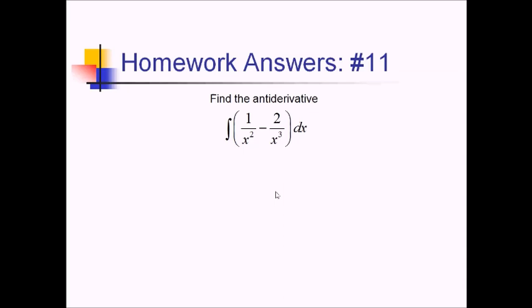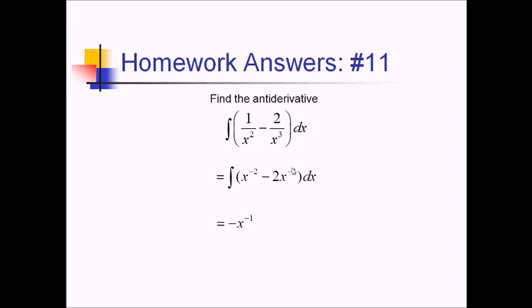For number 11, I need the antiderivative of this rational function. I'm going to rewrite these with negative exponents just so it's a little easier to use my reverse power rule. So we've got x to the negative 2 minus 2x to the negative 3. All right, reverse power rule. For our first one, we're bumping this up by 1, so the new exponent is a negative 1. Dividing by negative 1, we have negative x to the negative 1.